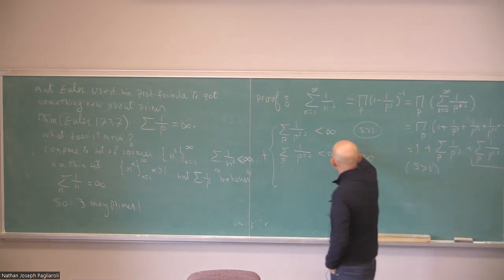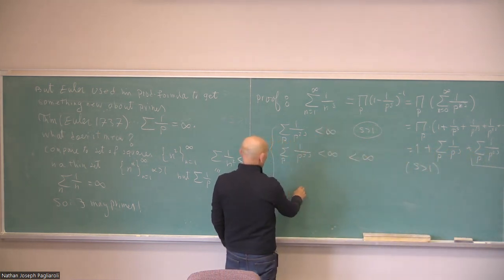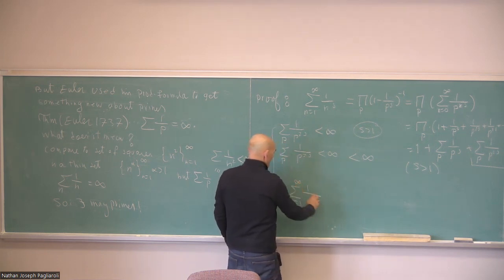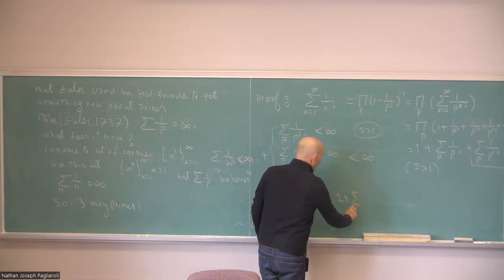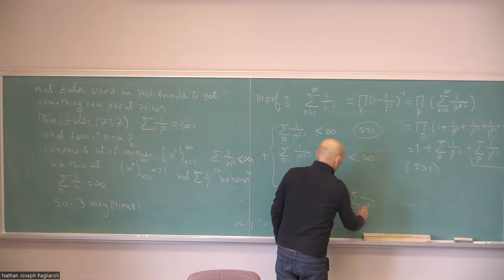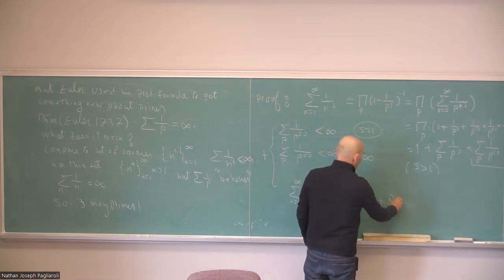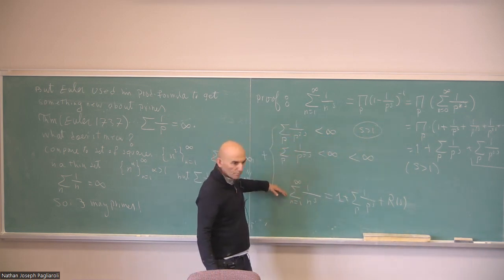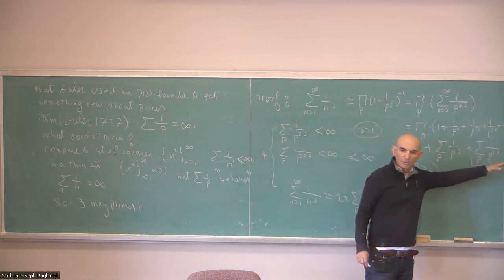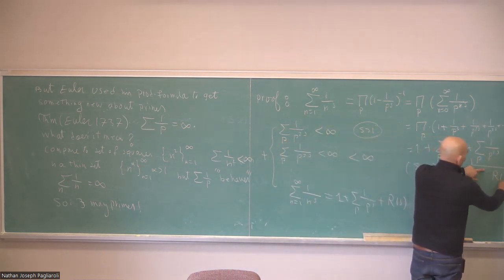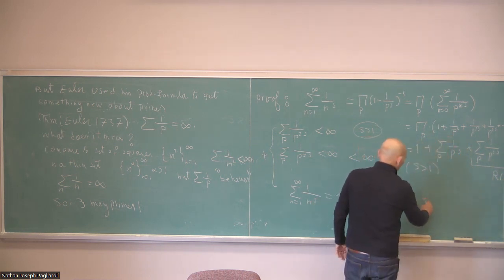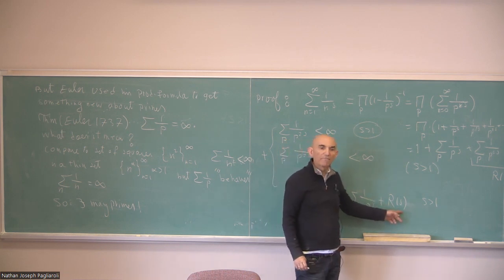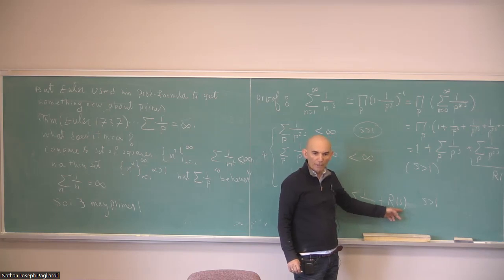So basically, you can write this relation in the following form. The sum of 1 over n to the s, from 1 to infinity, is equal to 1 plus the sum of 1 over p to the s over p, plus, let's call it r of s. That's the remainder that corresponds to all these terms that I have left out. Now, this formula is correct for s bigger than 1. And what I said here is that this r of s has a finite limit as s goes to 1.